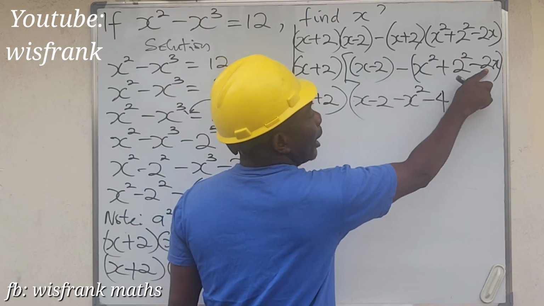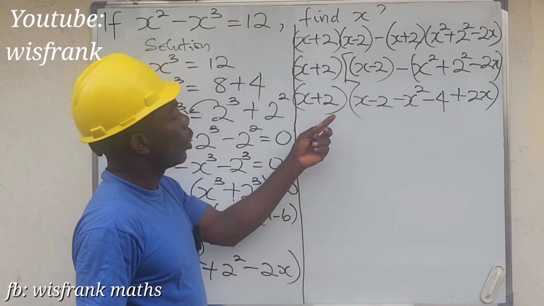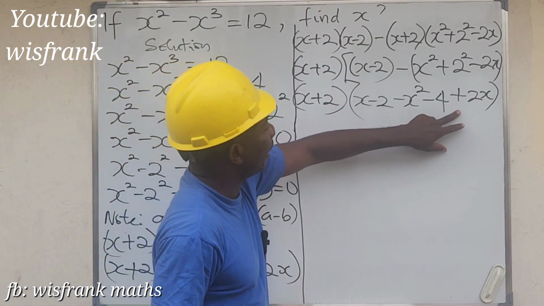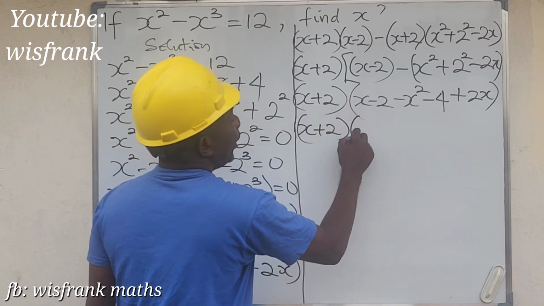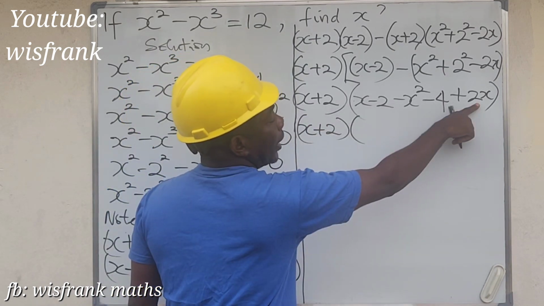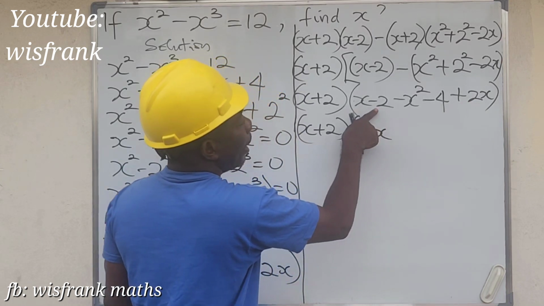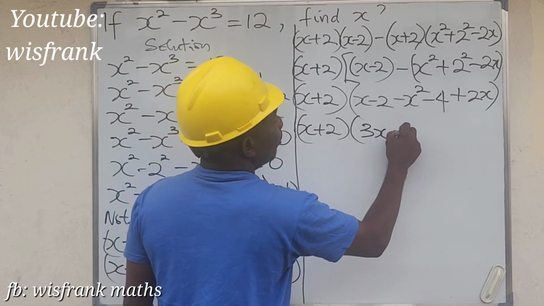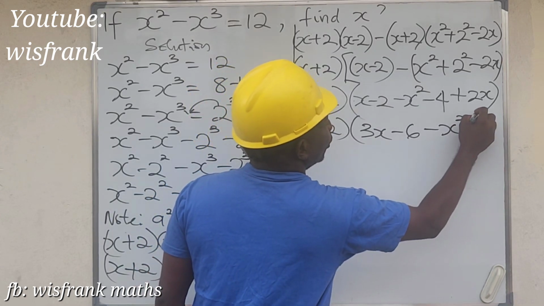We have minus times minus 2x, we have plus 2x. So this is what it becomes. We can collect like terms here. So here will become x plus 2 into, we have x and 2x here. X plus 2x here will become 3x. So we have minus 2 minus 4, we have minus 6. Then we have minus x to the power of 2.